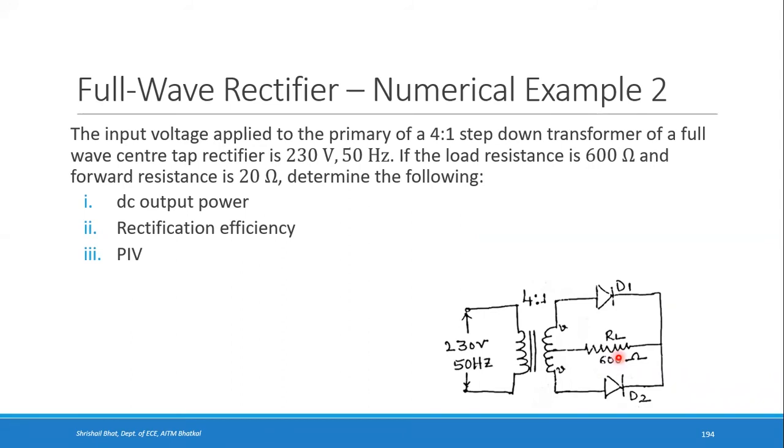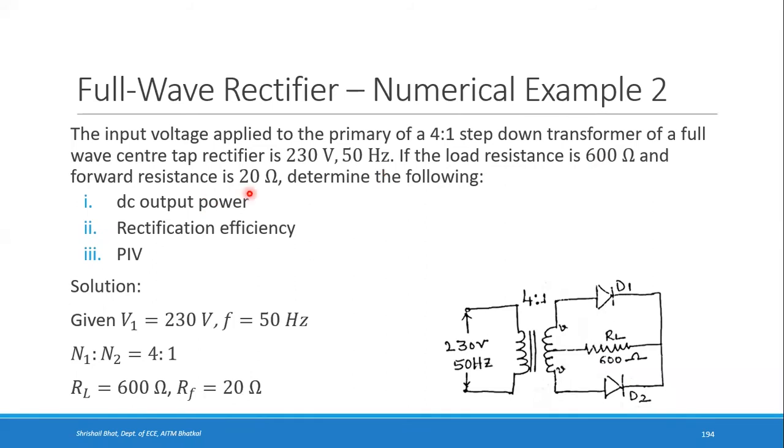Input is given as 230 volts. You can take it as V1. Okay, V1 is 230 volts. Frequency is 50 hertz. We are not going to use this 50 hertz anywhere, still, it's given, so we will just note it down. N1 to N2 is given as 4:1. Load resistance RL is 600 ohms. Forward resistance RF is 20 ohms.